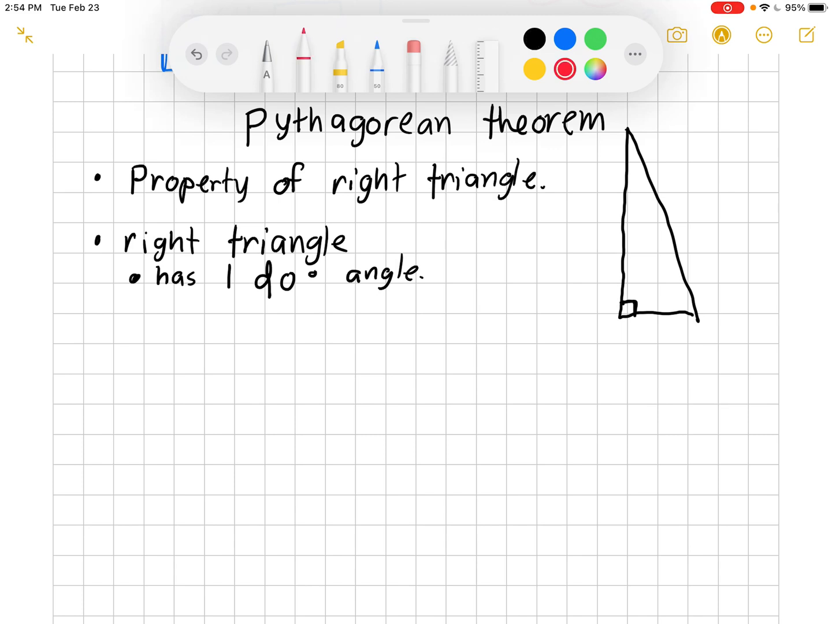You'll notice in this right triangle I've drawn over here, we have our right angle right there, meaning this side here and this side there are both perpendicular lines. One other very important feature of a right triangle is called the hypotenuse. A hypotenuse, by definition, is the longest side of a right triangle.